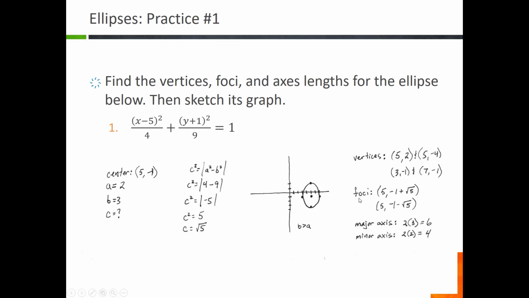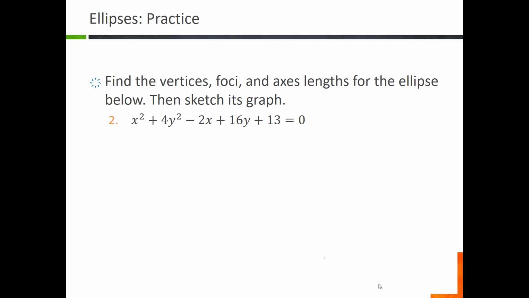The foci, again, since this is a vertical ellipse, you're going to add or subtract the square root of 5, which is our c value. You're going to add or subtract that to the y coordinate of our center, because again, it's a vertical ellipse. The major axis is the longest, so that's 6 units vertically. The minor axis is the shorter distance, so that's 4 units across.